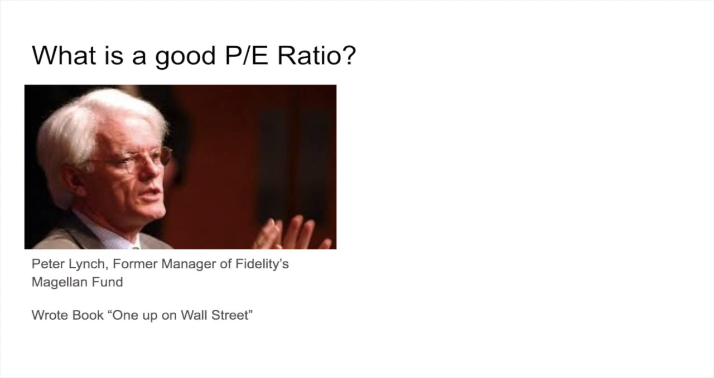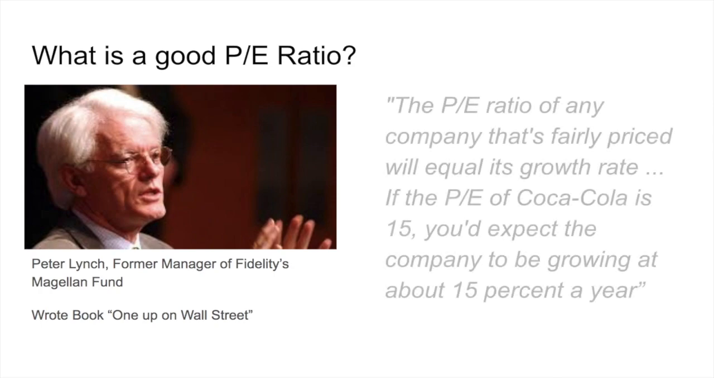Here we have Peter Lynch, one of the best investors of all time. He was the former manager of Fidelity's Magellan Fund. I think he made something like 29% a year over the 10 to 15 years he ran the fund, and he wrote one of the best books on investing I've ever read, One Up on Wall Street. I'll put a link to that in the description.